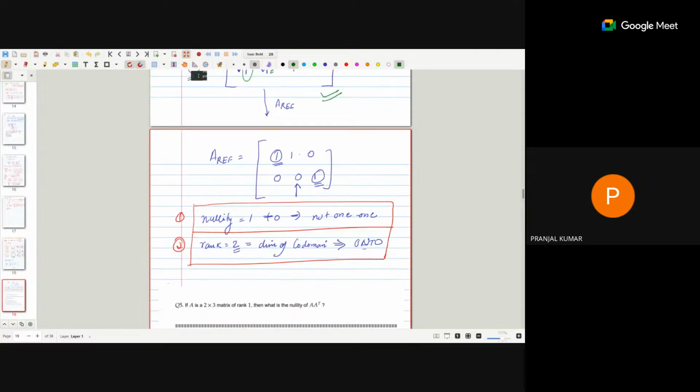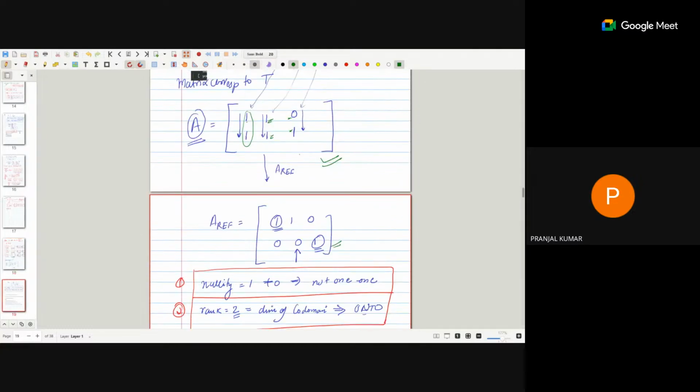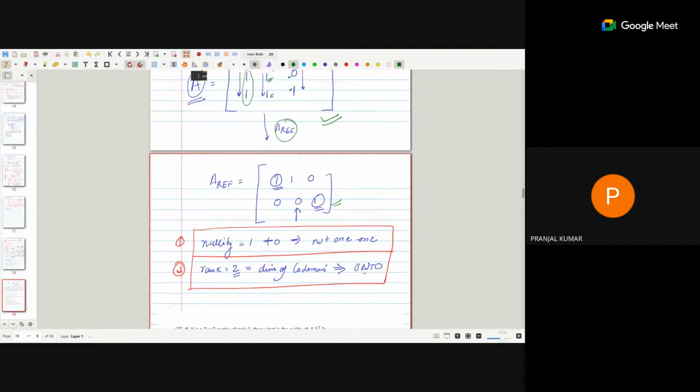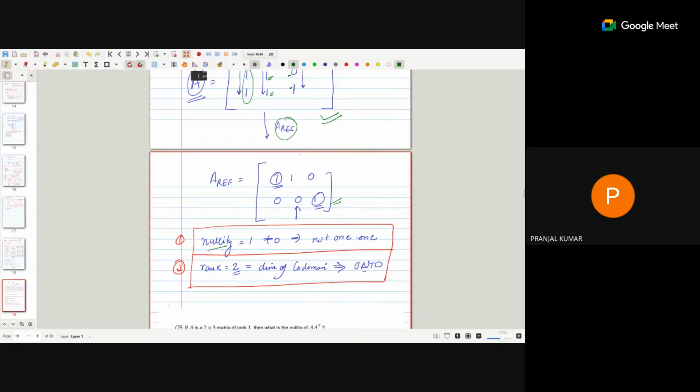So I will calculate the nullity. One more thing: first I will need to convert it to REF, right? Then I will check the nullity and rank. Nullity is coming out to be 1 because this column is missing a pivot, and rank is coming out to be 2 because these two columns have pivots.